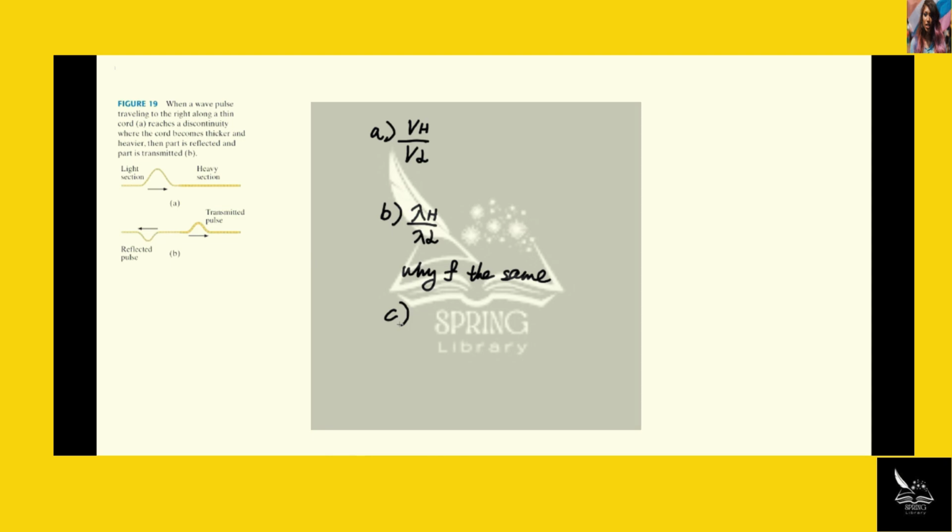We already know that the velocity in a chord is the square root of FT over mu. So right here, it's a continuous string, so we think they have the same tension. Then the velocity is proportional to the square root inverse of their mass density.